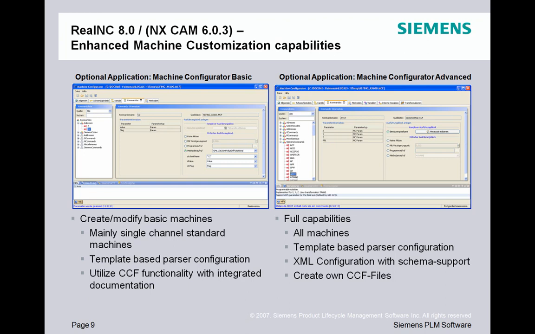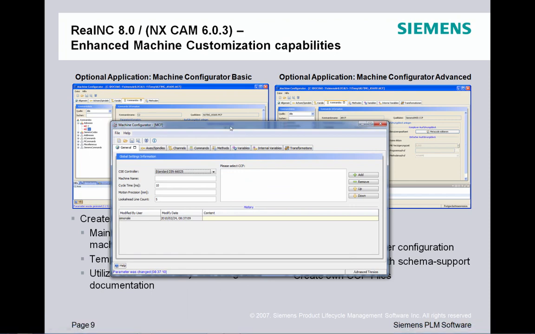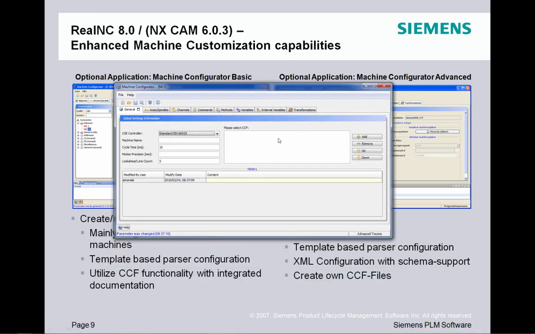So for a Siemens controller, you will get other capabilities than if you use machine configurator for a FANUC controller. And it has some schema support that prevents you from making errors. It also allows you to create library files. I will start with a quick demo so that you get a small impression of how it looks.